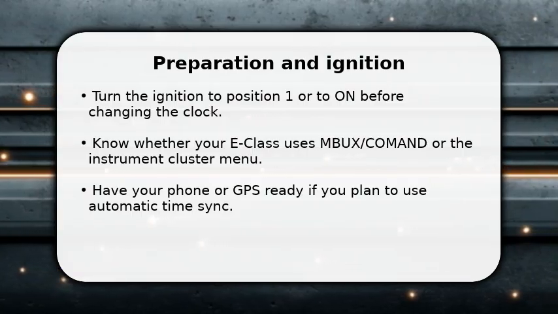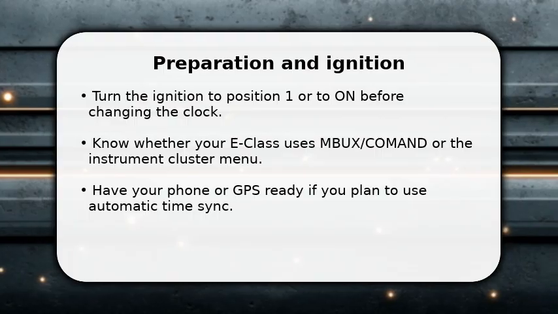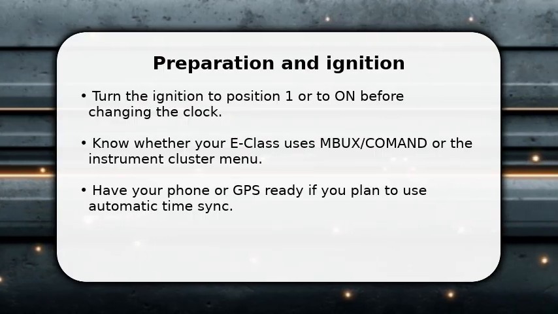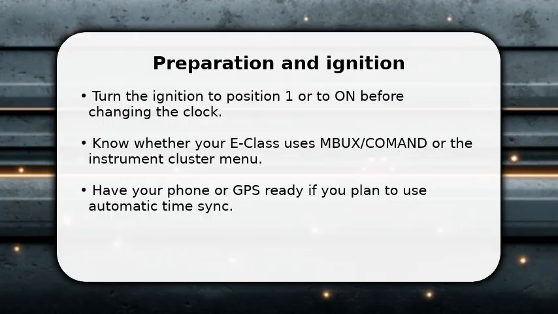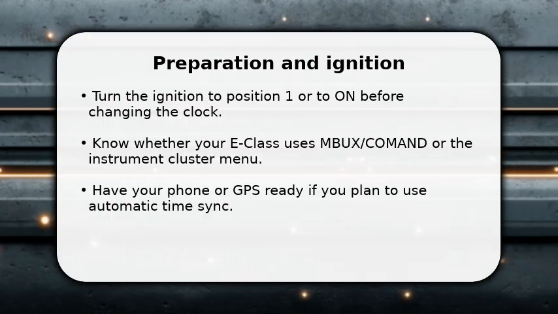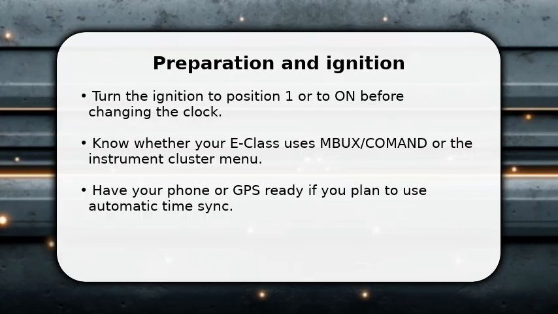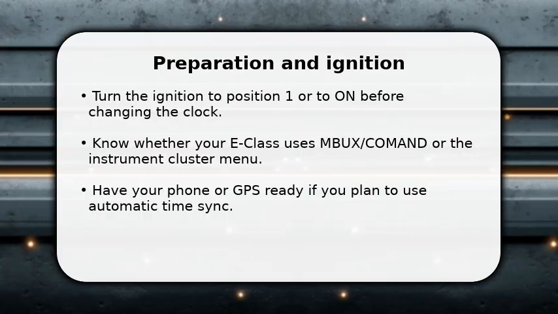If you want automatic time updates, ensure GPS reception or a paired phone with network time is available. Otherwise, set the time manually. Also decide 12-hour versus 24-hour display, and note 1 hour for daylight saving adjustments so you can confirm correct offsets.